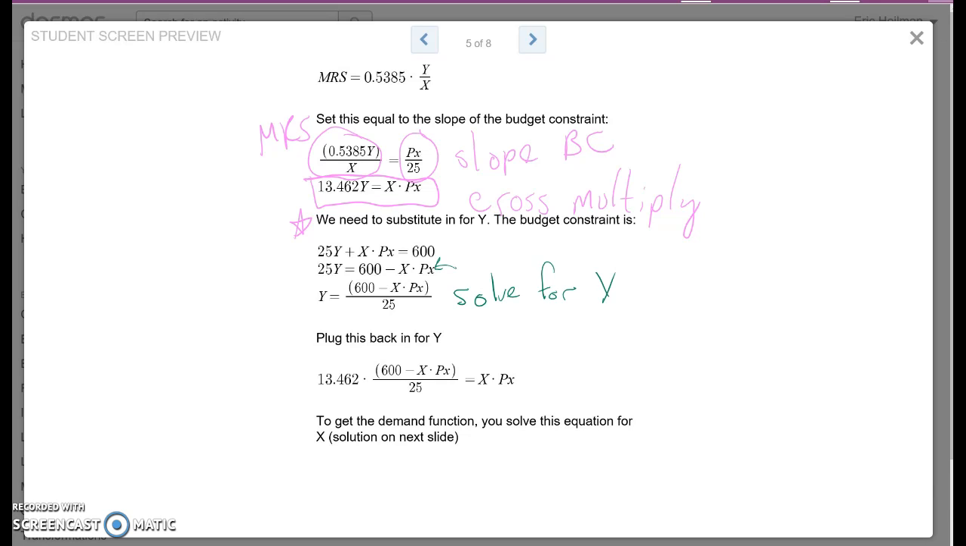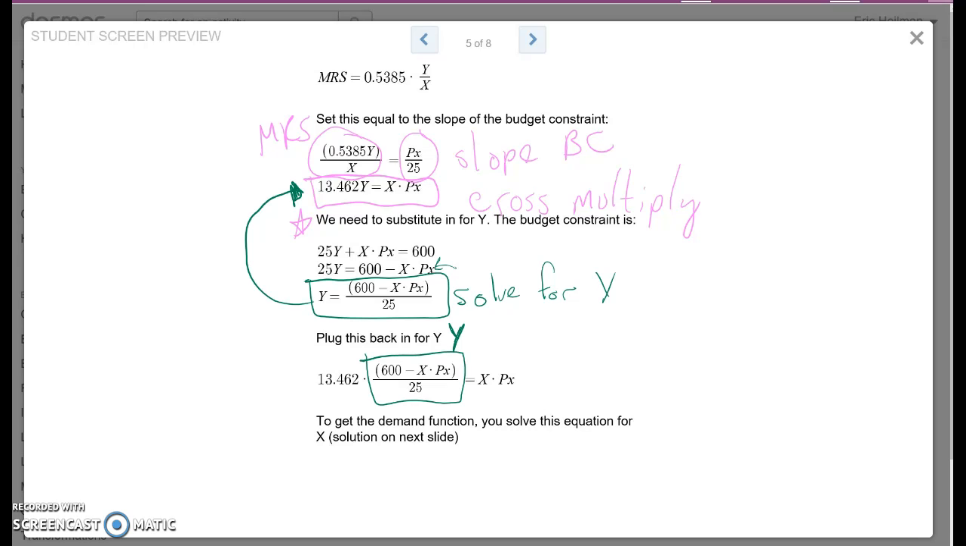And now I'm going to plug this back into this equation. I'm going to replace y with 600 minus x px over 25. So this piece right here, that is what y is equal to.